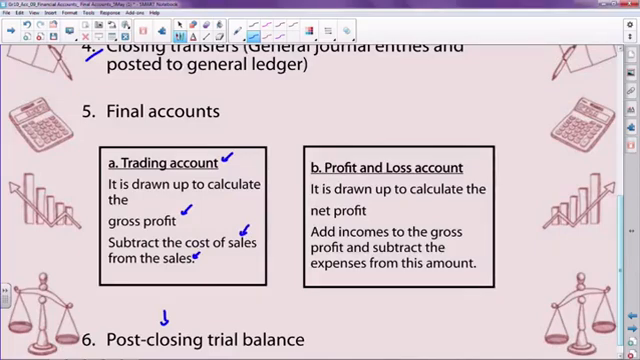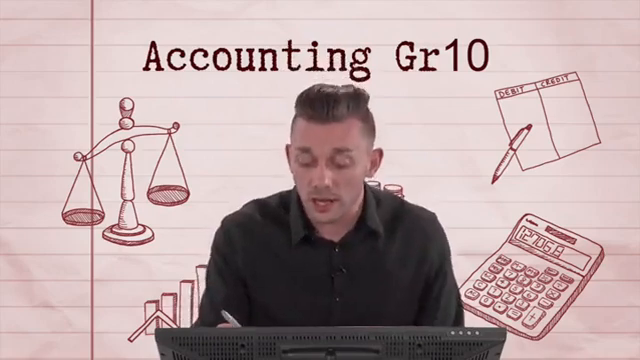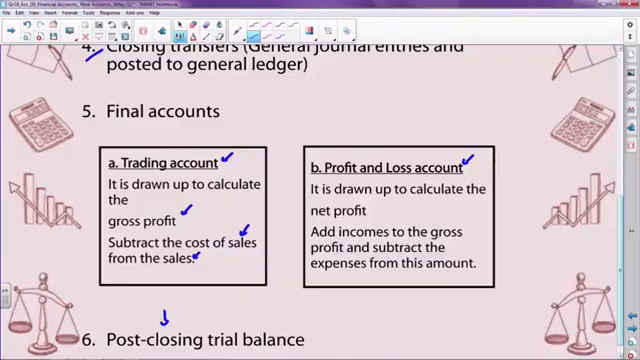But now remember, that's not where the business costs and incomes end. They will have other income and other expenses, and we'll show those in the profit and loss account. And then at the end, the profit and loss will give you your net profit. And then that will be taken to the capital account of the owner because the business was started by the owner to generate a profit.